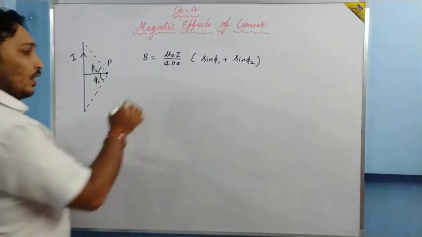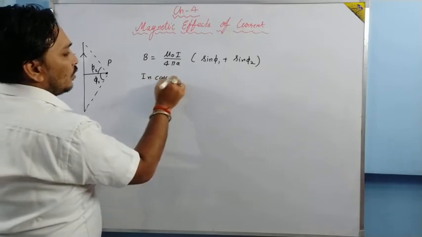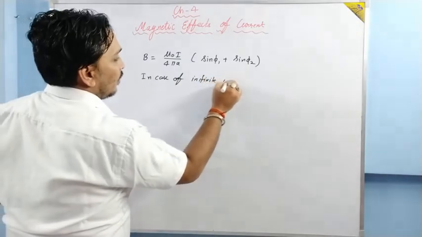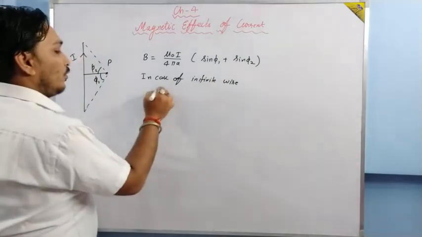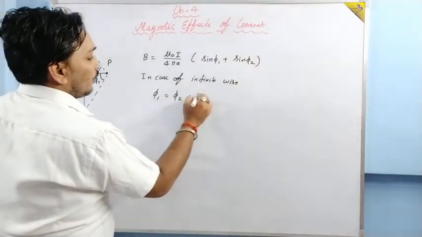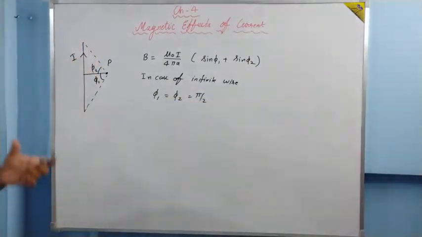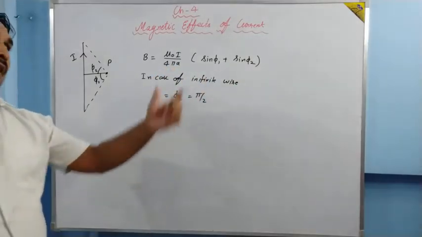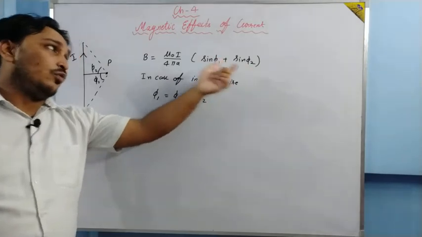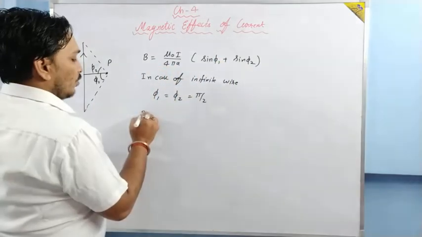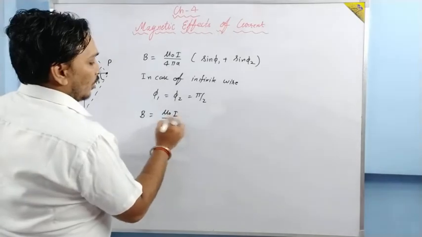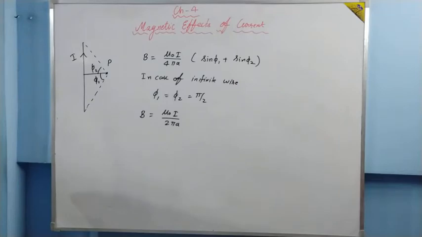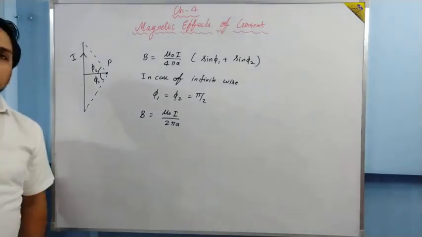In case of an infinite wire, this phi 1 and phi 2 both will become pi by 2, and in that case sin phi 1 plus sin phi 2 will become 1 plus 1, because sin pi by 2, that is sin 90 degree, is 1. 1 plus 1 it will become 2. 2 will cancel this 4, and we are going to have B is equal to mu naught I upon 2 pi. Okay? B is equal to mu naught I upon 2 pi. So that we have studied in the last lecture.